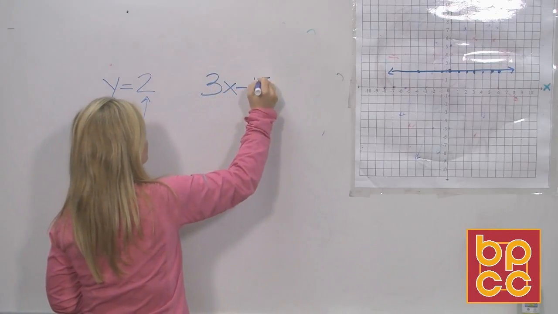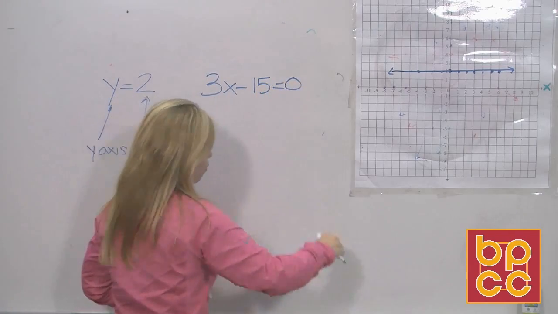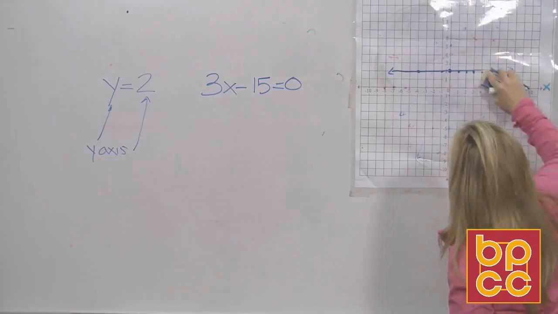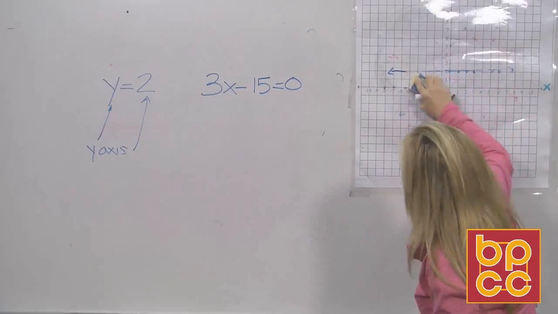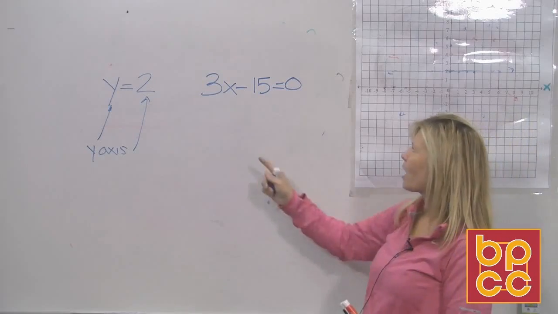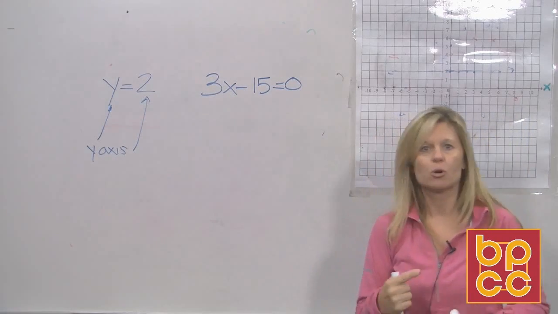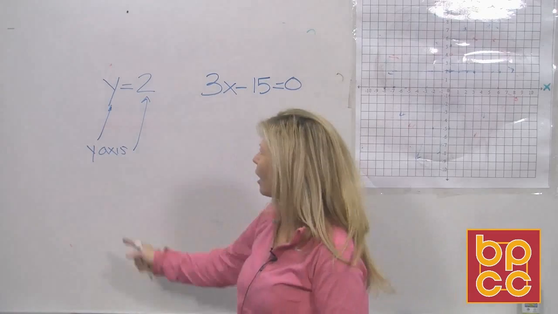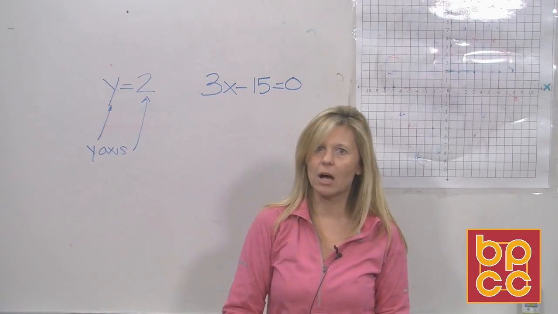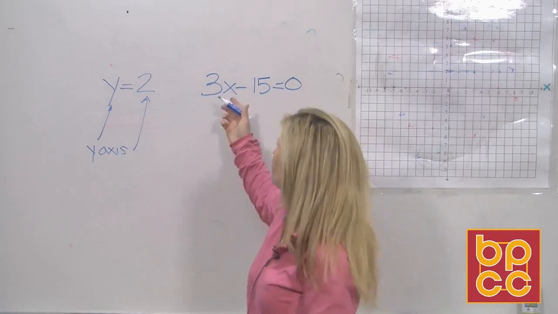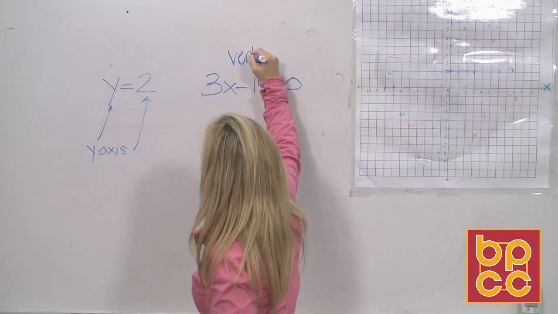3x minus 15 equals 0. All right, look at the equation very carefully. What variable is in that equation? The only variable in this equation is the letter x. So can it be a diagonal line? No. If the letter y means horizontal line, what do you think the letter x means? Very good. This is going to be a vertical line.